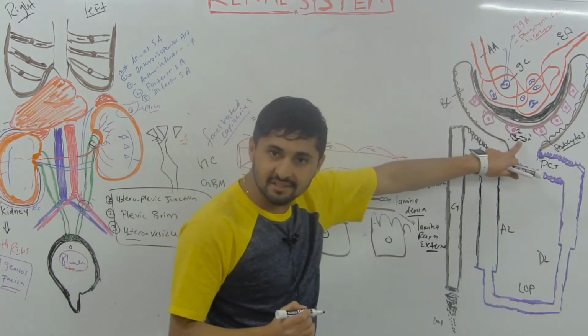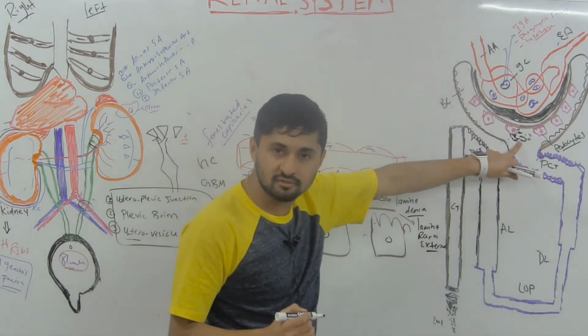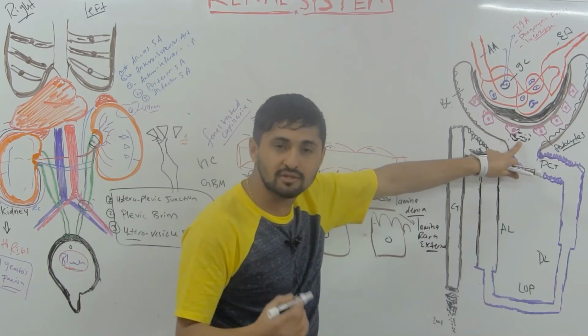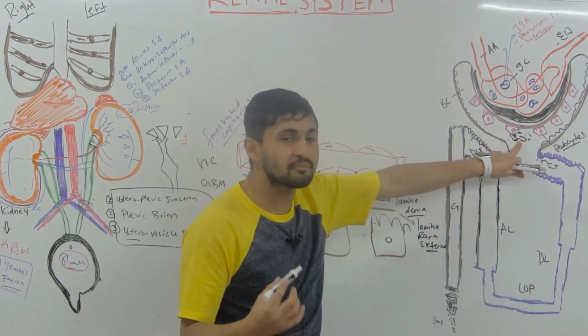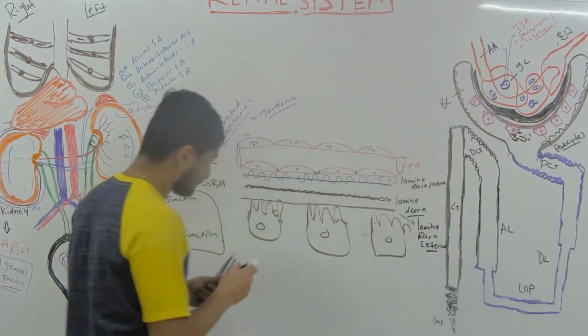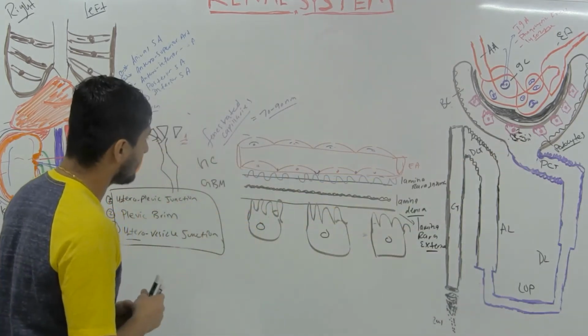If they pass this up to here, then we call them ultrafiltrate. That's where the word ultrafiltrate comes from, because of the very unique properties of the kidney. Now we have to talk in detail about what these are.